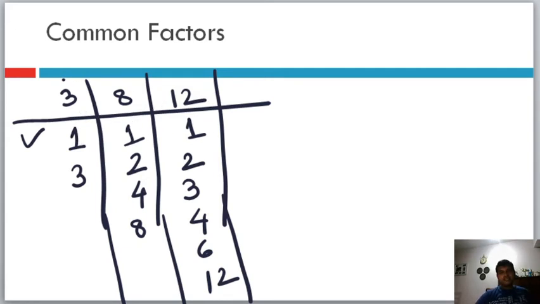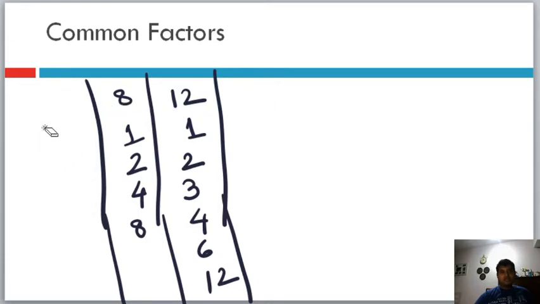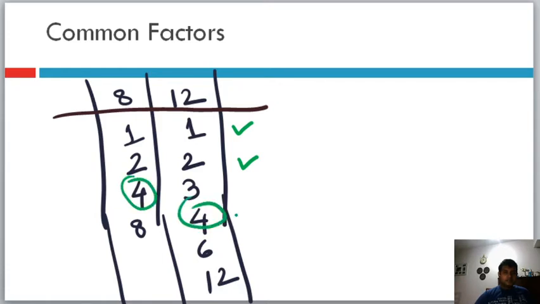Now for a moment, let's ignore 3. Let's assume that there are only two numbers, which are 8 and 12. Now if 8 and 12 are there, then what are the common factors? 1 is a common factor, 2 is a common factor, 4 is a common factor. So the common factors are 1, 2 and 4. So that's how you will be able to identify the common factors.